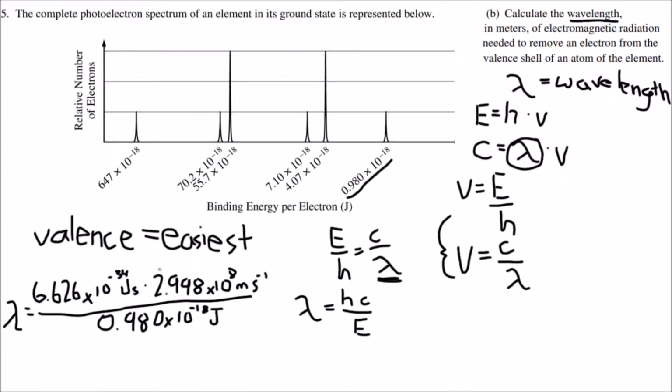And if we plug this all into our calculator, we should get 2.03 times 10 to the negative 7 meters. And this length that we found is the wavelength that we were trying to find in the first place, the wavelength required for first ionization.